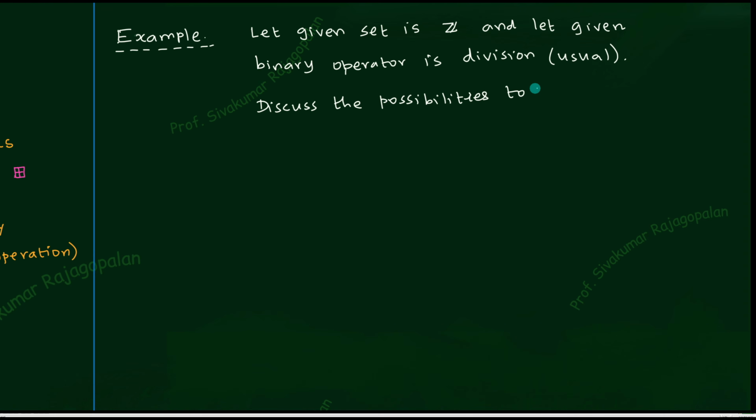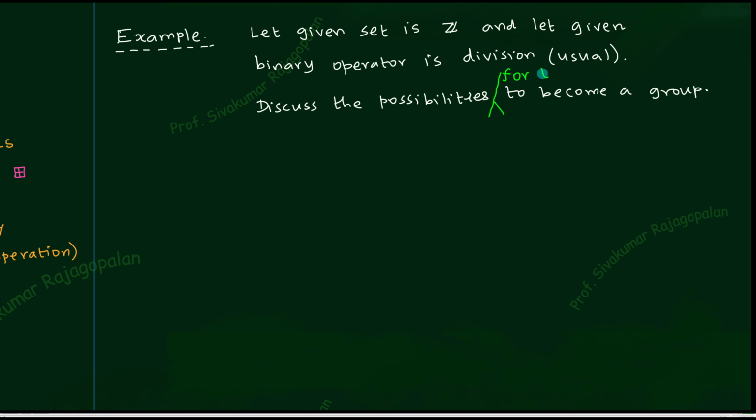Now the question is: discuss the possibilities for the set to become a group. Discuss the possibilities for the set to become a group. Okay, something is missing in the English: "for the set" is missing. So let me write that down.